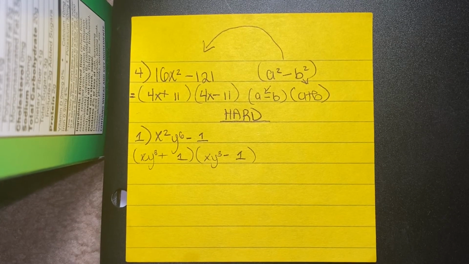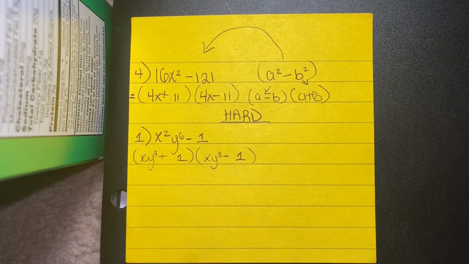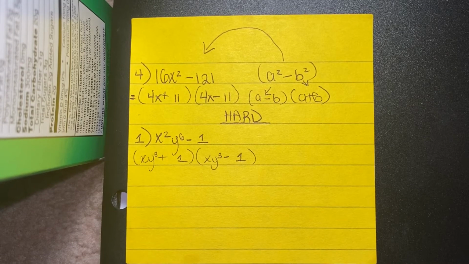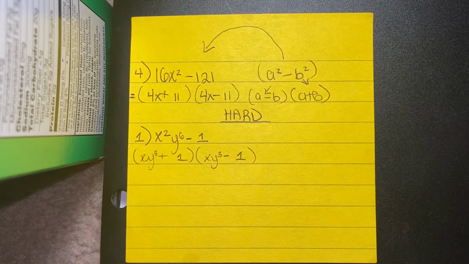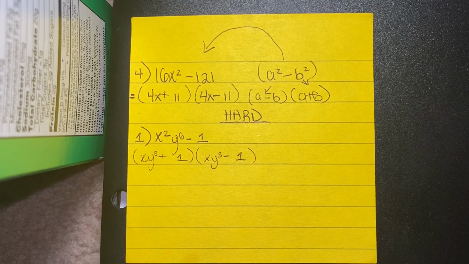So for x squared, we've established that it's x. So now for y to the 6th power, if you're looking for the square, we just divide by 2, so y to the 3rd. And the square root of 1 is 1, because 1 times 1 is 1. Duh. Anyways, just put the x and the y together because they're being multiplied.